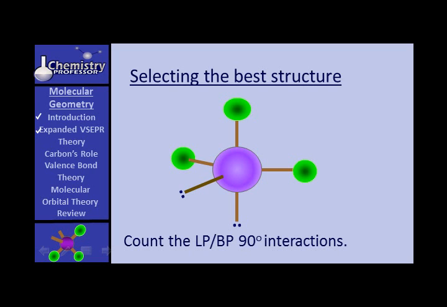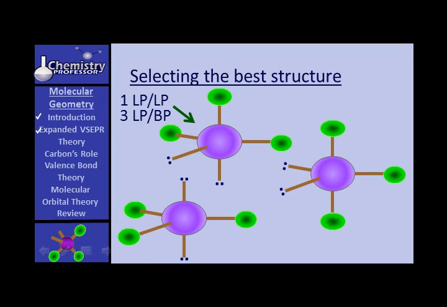Okay, now count the lone pair, bond pair 90-degree interactions. Do you see any? Sure. There's one there. Here's another one right here. Here's this one right here. You get it? So going back to our comparison of the three, we see that this particular structure has one lone pair interaction and three lone pair bond pair interactions. Okay, let's go look at this one now.